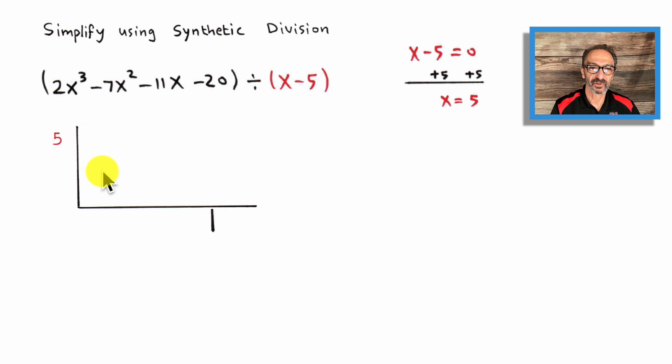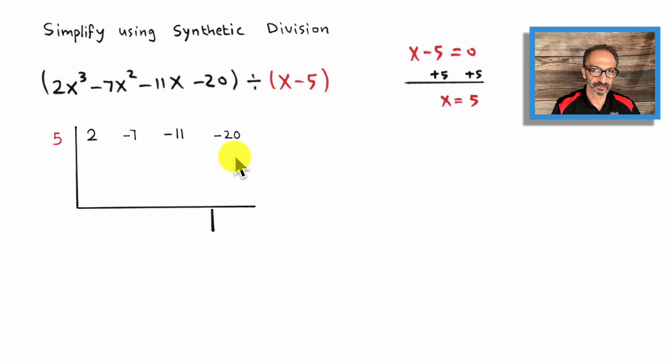Just be careful, because if you start with negative 5, everything is going to be different, and you're going to be getting wrong answers. All the numbers here will be different. So this is critical. Start with 5, the correct number, and move on. Now let's put these numbers inside, the coefficients of our polynomial f of x. 2 goes here, negative 7 goes next, negative 11 goes next, negative 20 goes last.